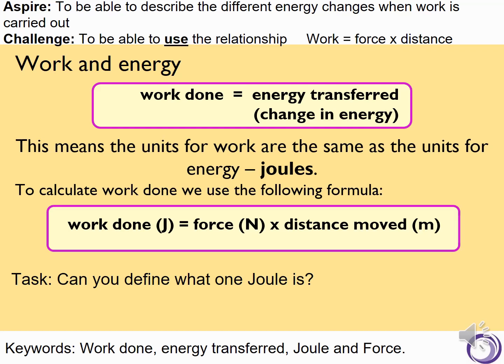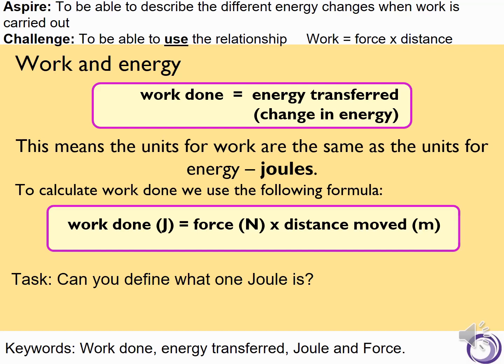So it asks at the bottom, can you define what 1 joule is? So if I put a 1 in place of the force on that diagram, and I put a 1 in the place of the distance moved, then the work done would be 1 joule. So therefore 1 joule is literally a force of 1 Newton being moved a distance of 1 meter.